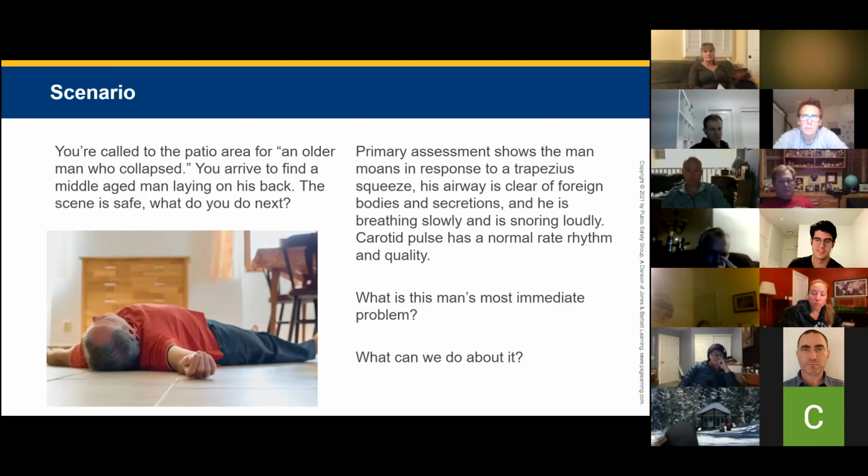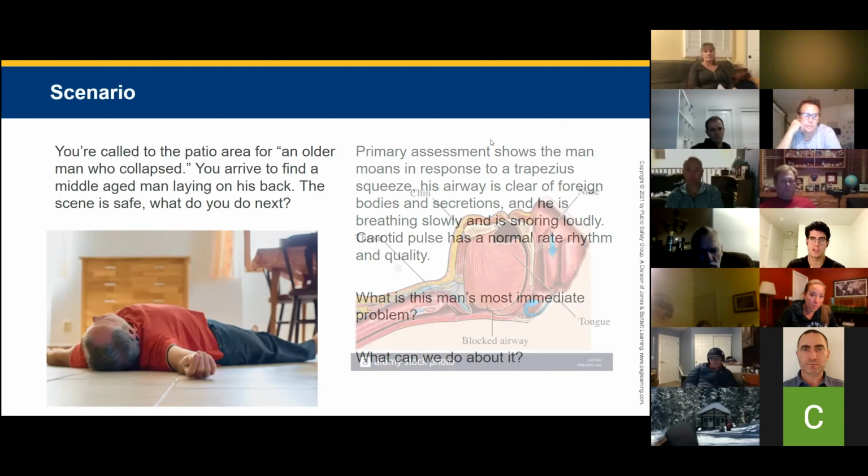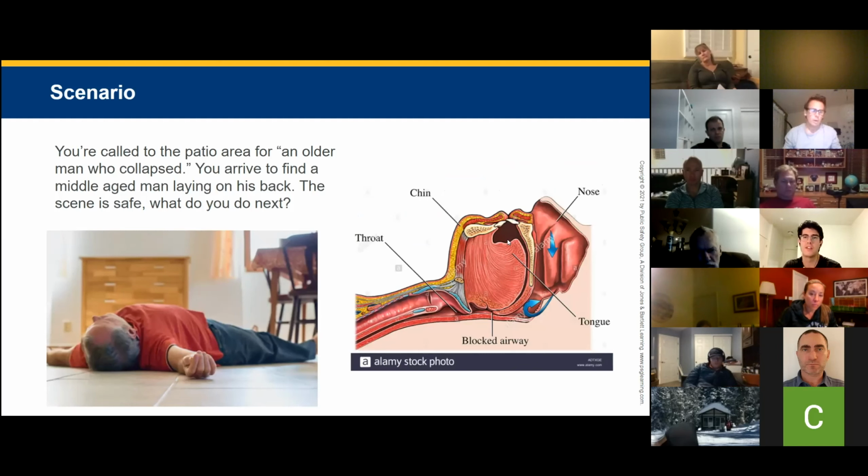So what can we do about it? Has anyone read this far into the chapter? Yeah, we can. So what we can do is to open his mouth doing the clinch. And then we can sweep it into the mouth with a finger just to make sure that you put back the tongue against the palate, or you put back the tongue in the best position possible so he can breathe properly. Okay, you're definitely on the right track. The finger sweep is going to be more for foreign bodies.